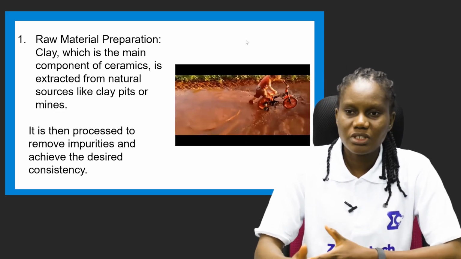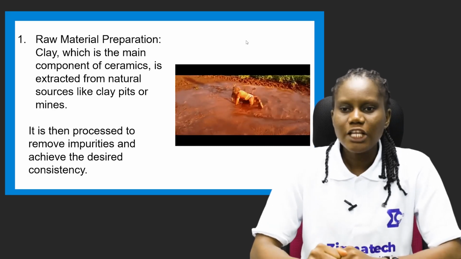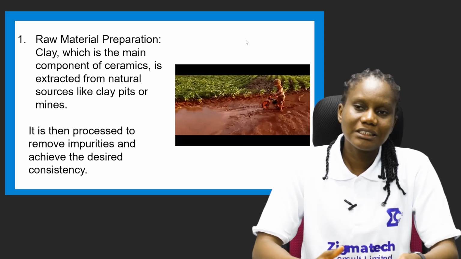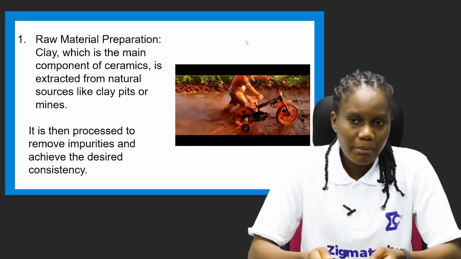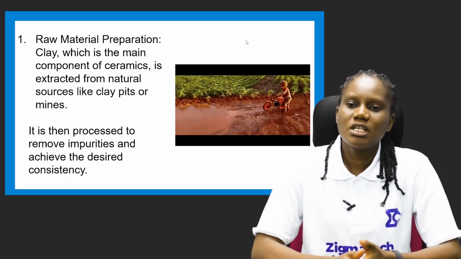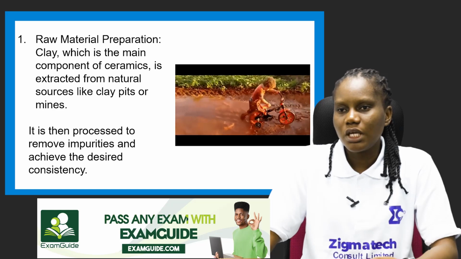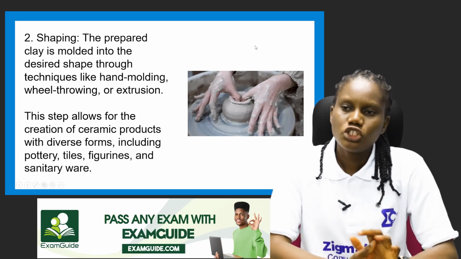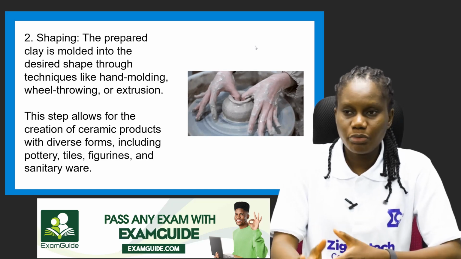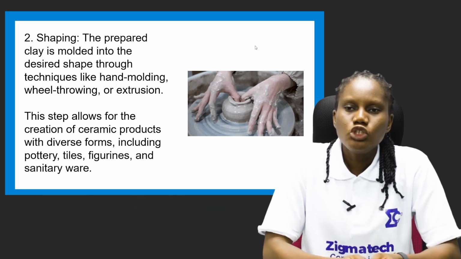It goes through some processes whereby the impurities in it are removed, and to achieve your desired consistency depends on what you want to use it for. But do not forget, it is for ceramic now, so it passed through that process through which it will have a desired consistency. Number 2 is shaping. So when you have removed the impurities and you already have your desired consistency with the clay, you shape.